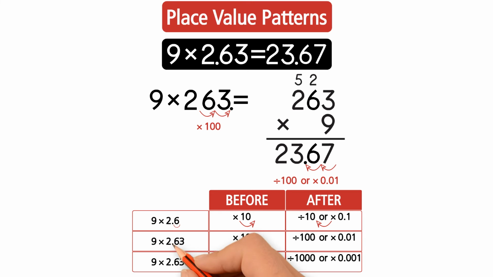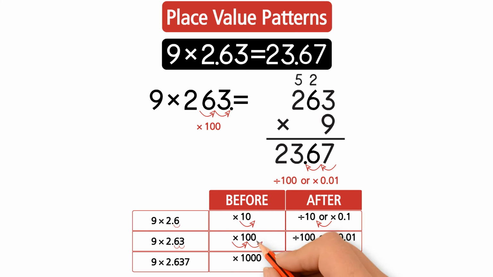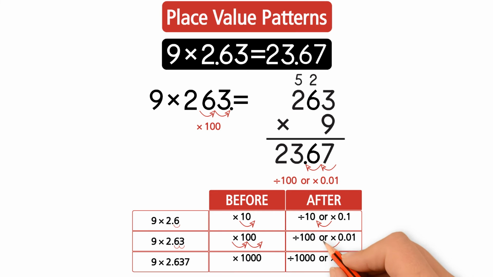When the decimal has 2 digits after the decimal point, we move the decimal point 2 places to the right and move it back 2 places in the opposite direction after multiplication. When the decimal has 3 digits after the decimal point, we move the decimal point 3 places to the right and 3 places to the left at the end, and so on.